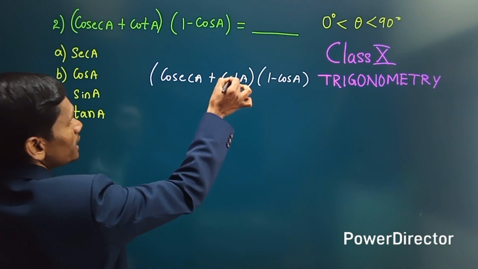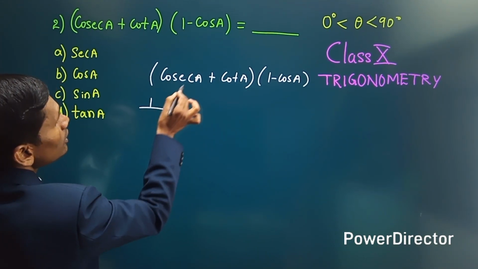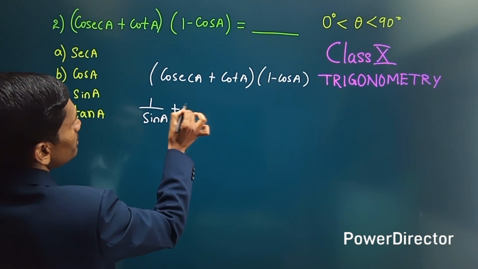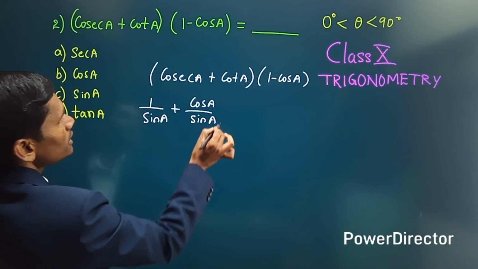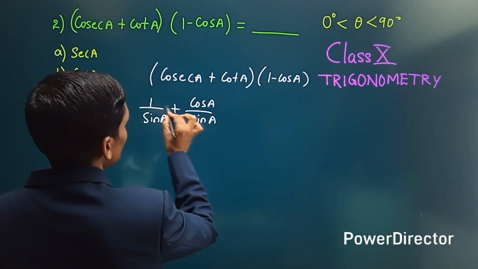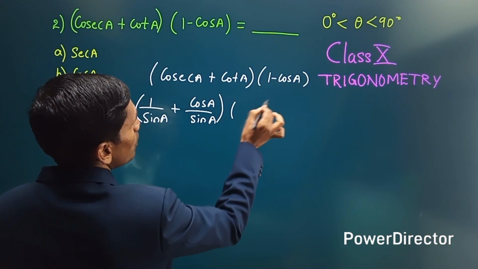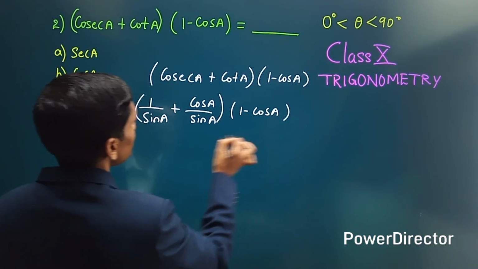If you expand this, how do we get cos A upon sin A, right? So this also you write in terms of cosec, means 1 upon sin A. You can write this as 1 upon sin A plus cot A, means cos A upon sin A, right? You have to try so that you will also be able to solve before me. Yes, 1 minus cos A. Let us write as it is.